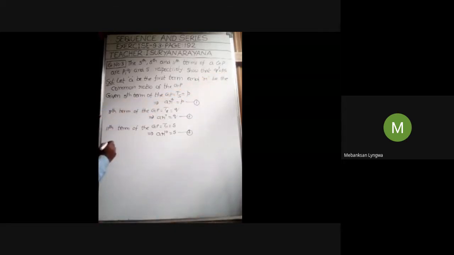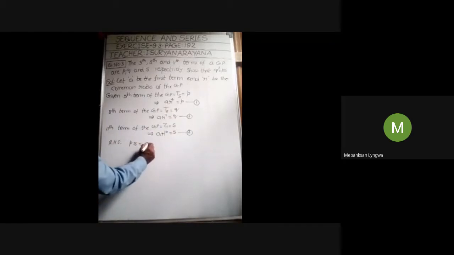Let us take RHS part of this equation. What is RHS part of this equation? PS. Okay, my children. RHS PS is equal to, what is the value of P here? A r power 4. Yes or no, my children? So A r power 4 into what is S here? A r power 10. Yes or no, my children? Right. That is equal to A square into r to the power of 14. Yes or no, my children?